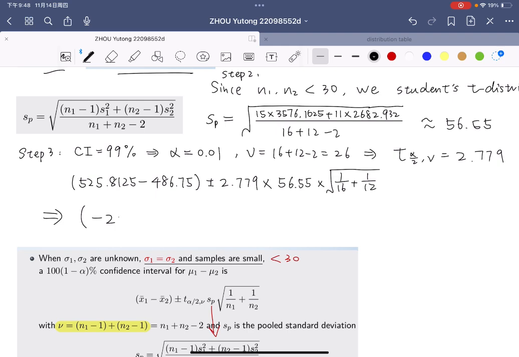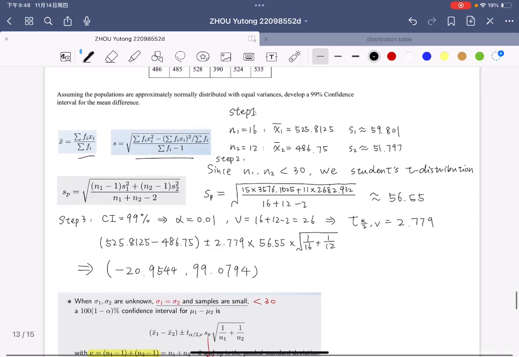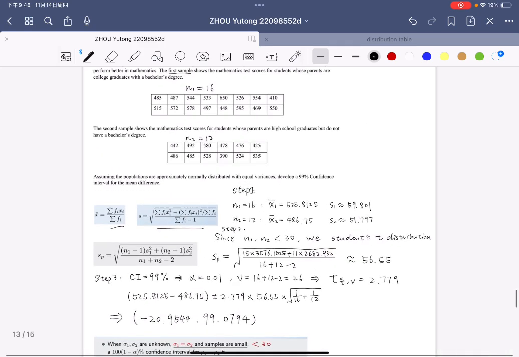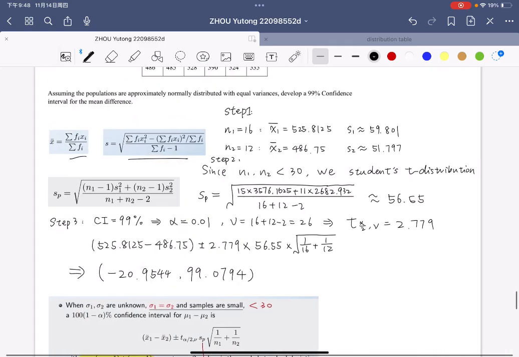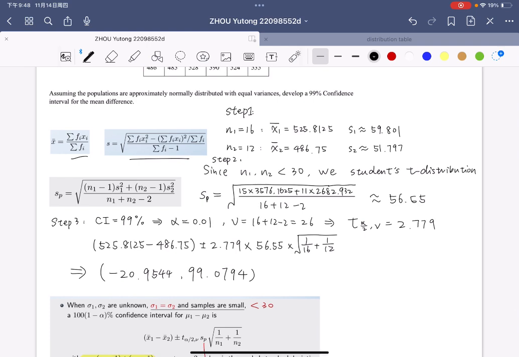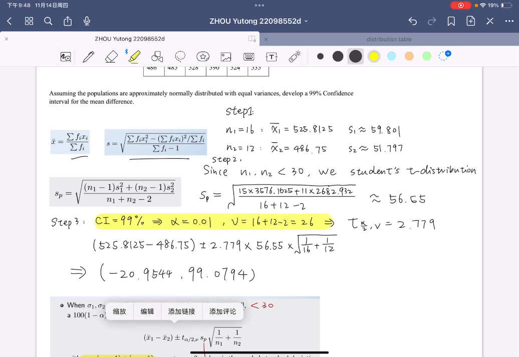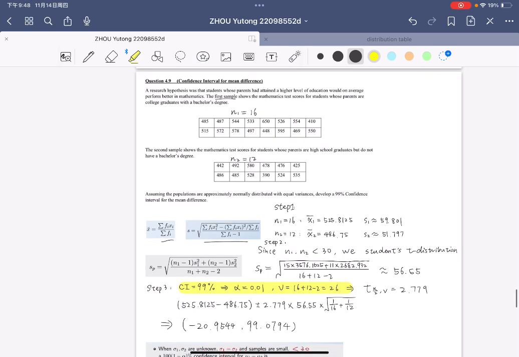is minus 20.9544 to 99.0794, and that is our final answer. Because we are doing many approximations along the way, your answer may be a little bit different from mine, and that is okay as long as you state clearly your assumptions. And that's all for this question. Thank you.